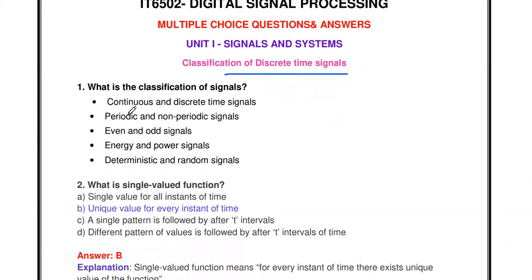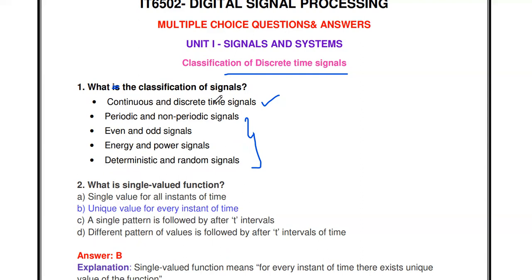So the first question is, what are all the classifications of signals? The signals are basically divided into two types: one is continuous and the other is discrete time signal. Then all continuous and discrete time signals are further classified into many types. First one is periodic and non-periodic signal, even and odd signal, energy and power signal, deterministic and random signal. These are some of the classifications. Besides these, there are causal and non-causal signals, and many other signal classifications.